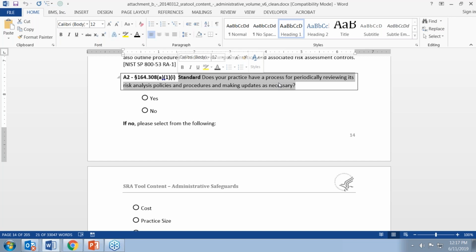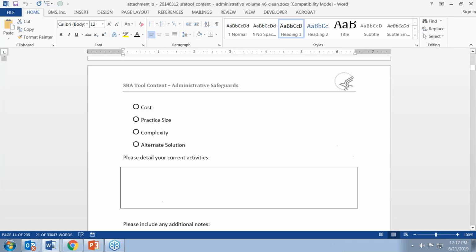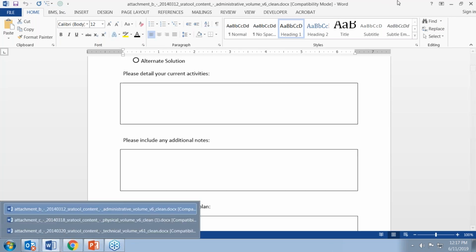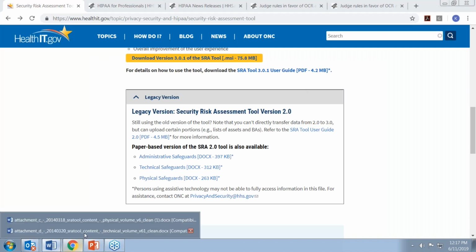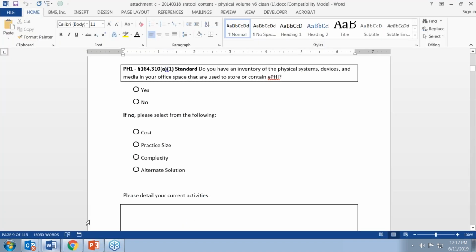So we could set a policy that we'll periodically review, but I prefer not to set an exact standard on when that is going to happen. So this is the administrative guideline, which I'm going to close. And I'm just going to do one question each on physical, so you can see kind of the difference.